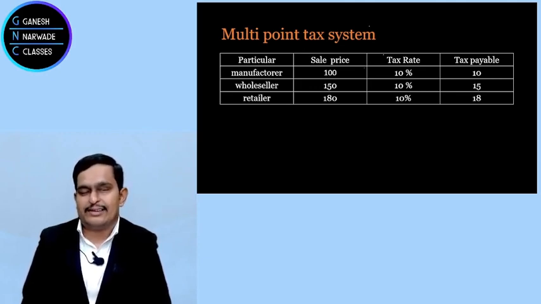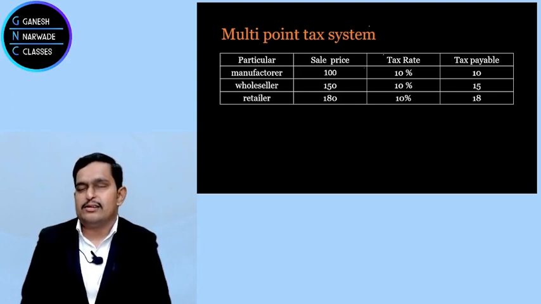Now the manufacturer sells the goods for 100 rupees. Government says pay 10% tax. So the manufacturer paid 10 rupees tax. The wholesaler sold it for 150 rupees. Then government said please pay 10% tax. Then the wholesaler paid 15 rupees tax. Then the retailer sold it at 180 rupees. Government said please pay 10% tax. 180 into 10%, 18 rupees. So the retailer again paid 18 rupees tax.